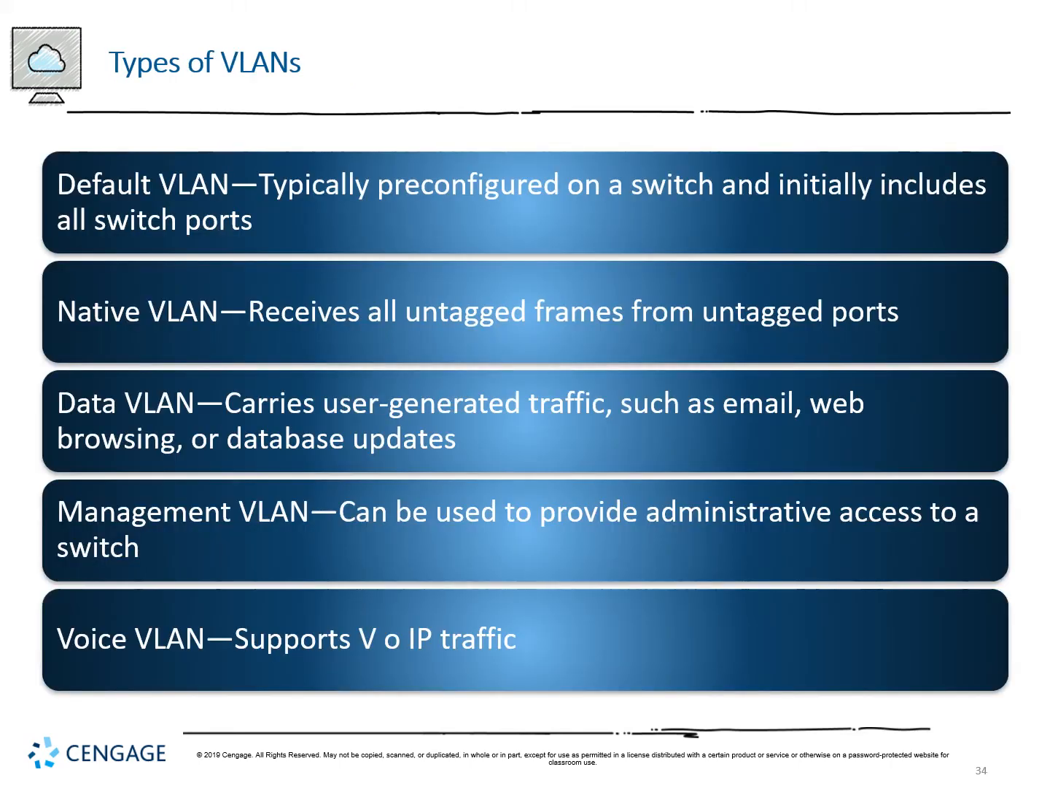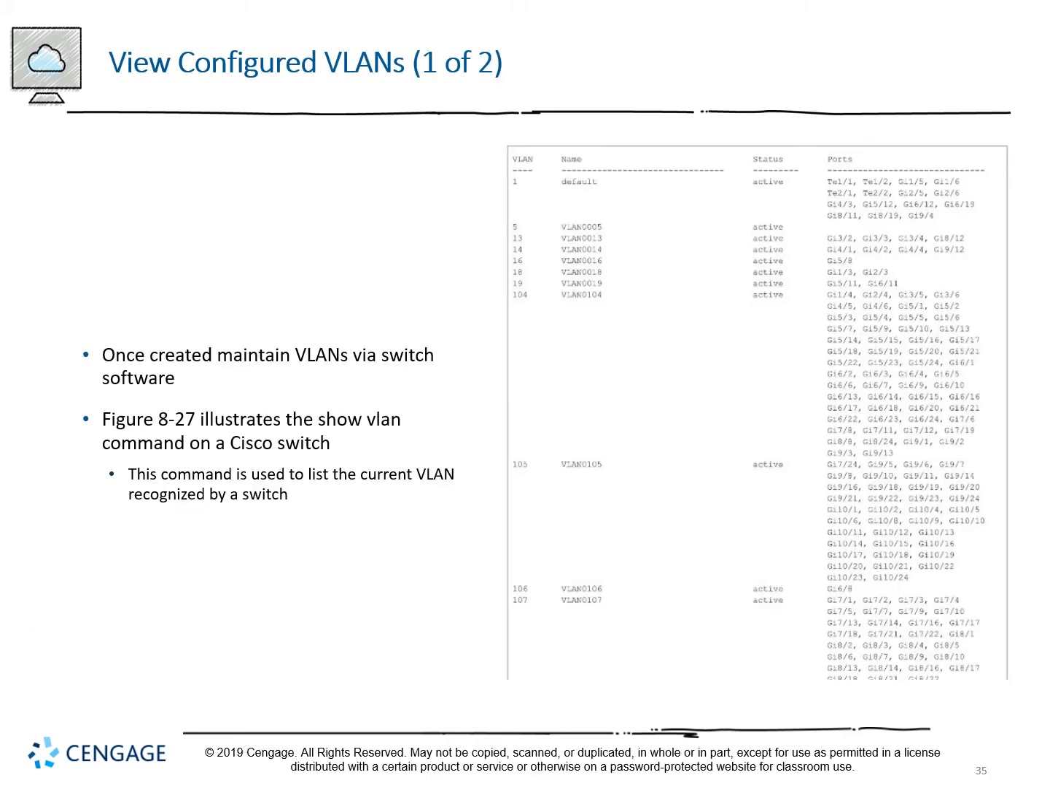Now there are a couple of different types of VLANs with which we will work. The default VLAN, which is pre-configured on a switch and traditionally includes all of your ports when you first set it up. You'll want to move away from that fairly quickly. The native VLAN, which receives all untagged frames from untagged ports. I don't like having a native VLAN if I don't have to. Untagged ports tend to be a very common way that people try and manipulate traffic. A data VLAN, which carries all of our user traffic. Management VLAN, which deals with administrative access. And voice over IP traffic through the voice VLAN.